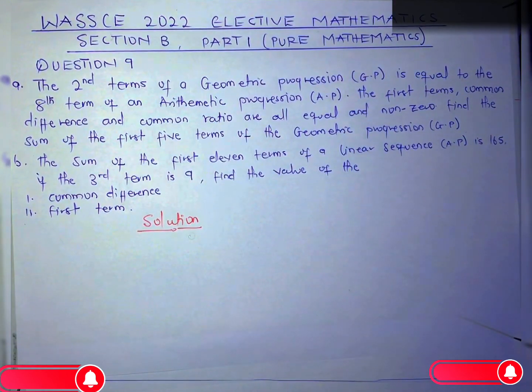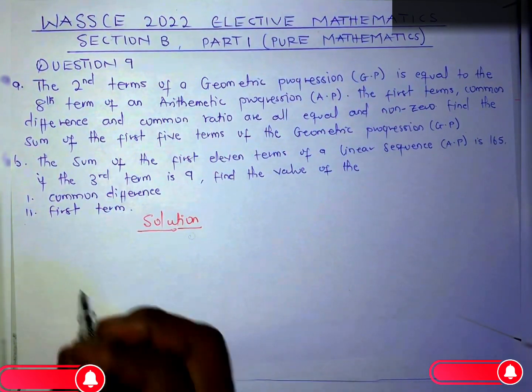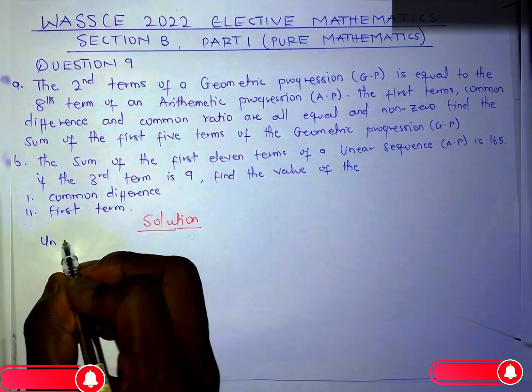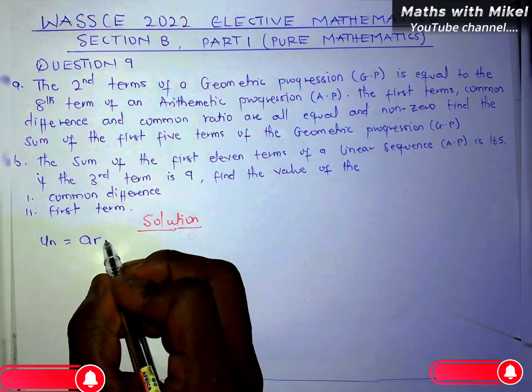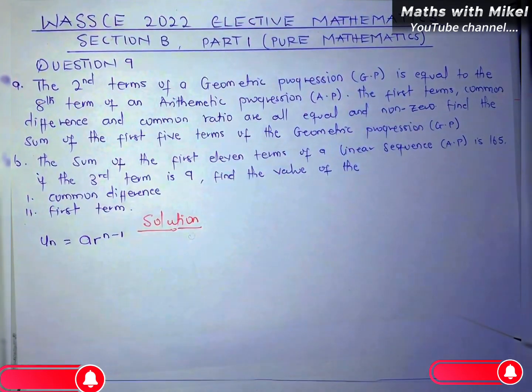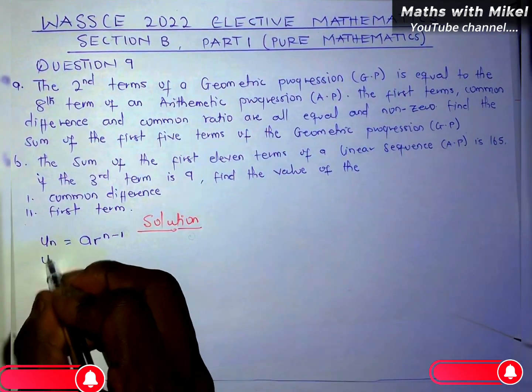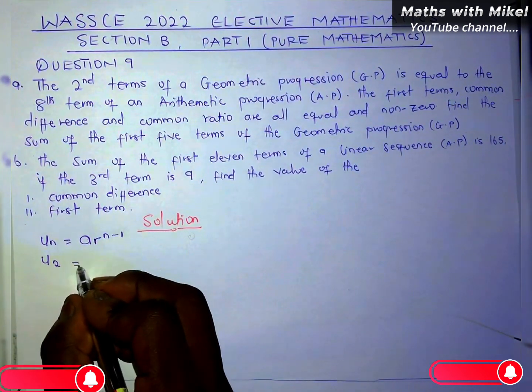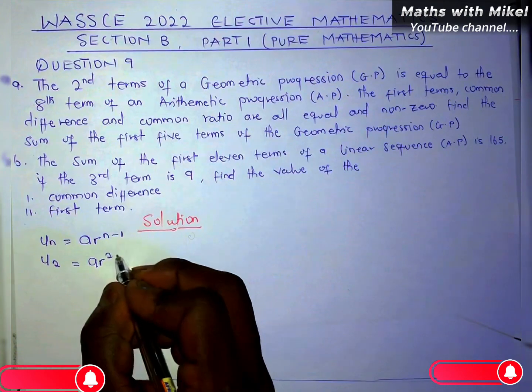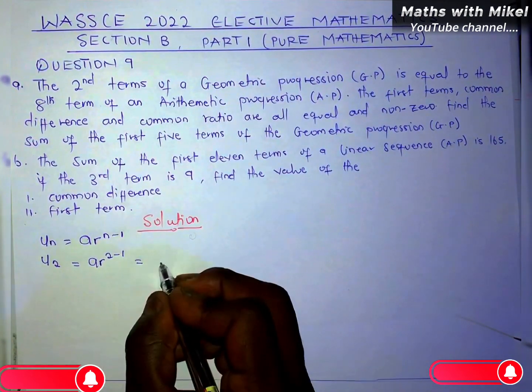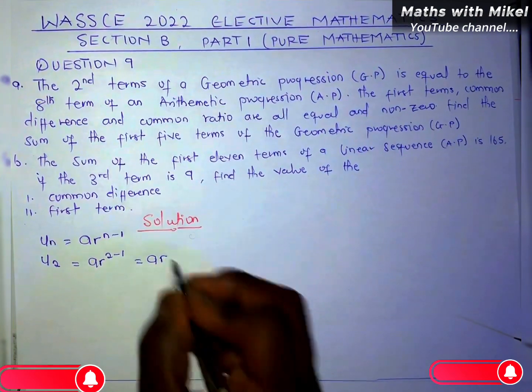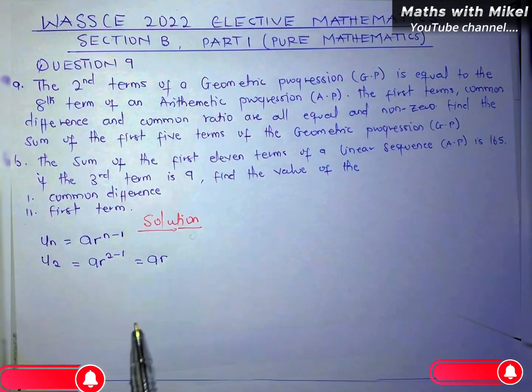Now, the second term of a geometric progression, you know the formula for the nth term of a GP. That's Un is equal to ar exponent n minus 1. That's the nth term of GP. Now the second term, that's U2, is going to be ar exponent 2 minus 1. And that's going to be ar. So that's for the GP.